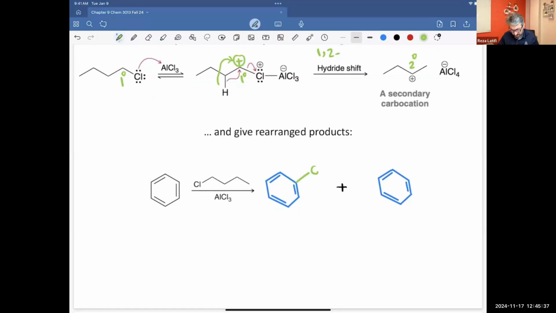So I have a secondary carbon. I need to have 2 carbons attached to it. And remember, we have 4 carbons total. So we can say this is the first carbon, 2, 3, and that's the 4th one. As you see, I got a secondary butyl attached to the ring instead of just butyl. So instead of butyl, I got a secondary butyl product. This is going to be the major one, and that one will be the minor one.